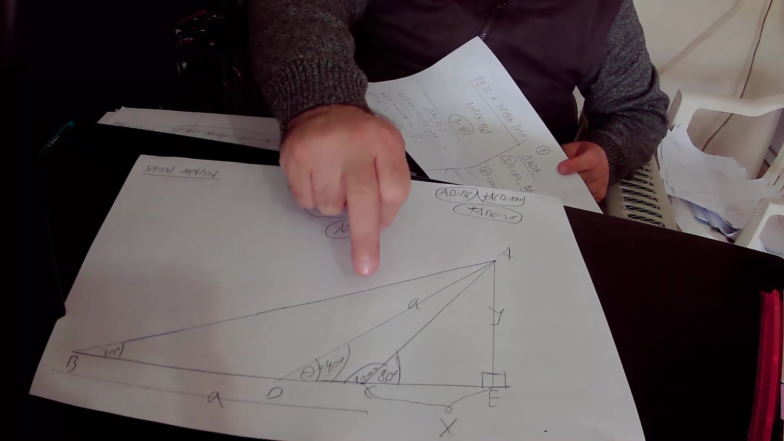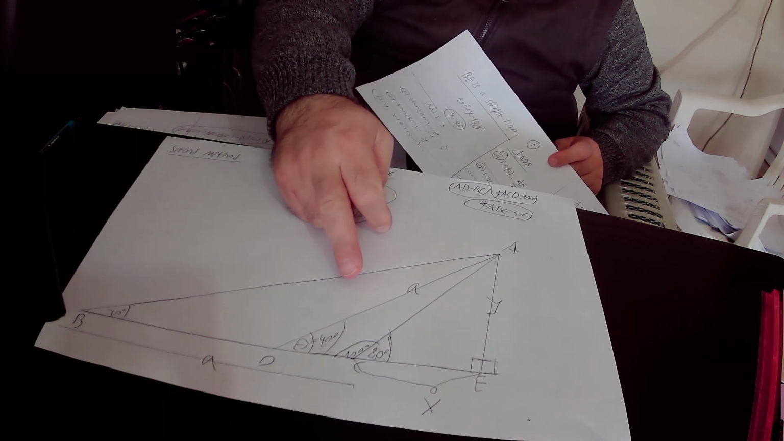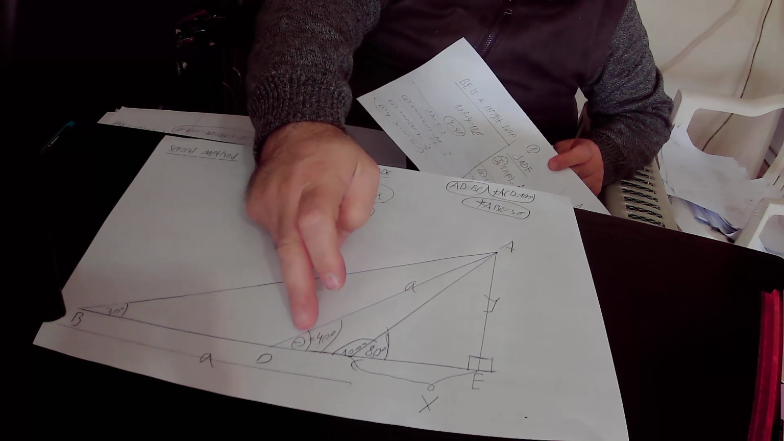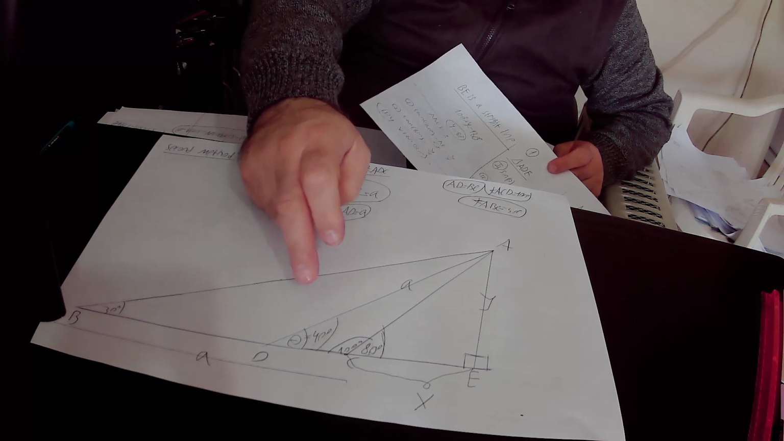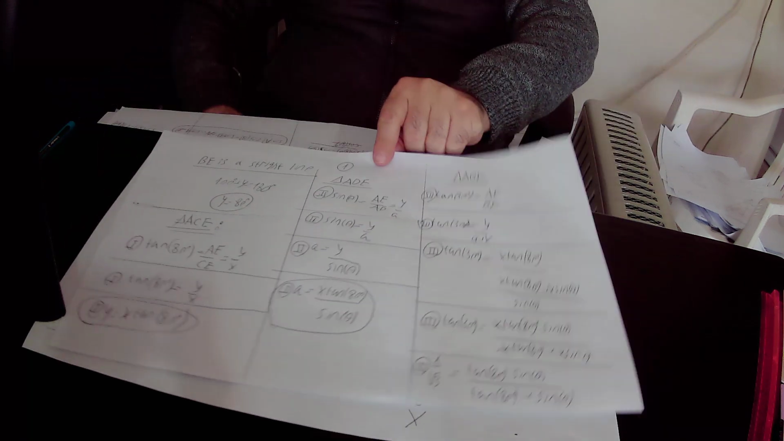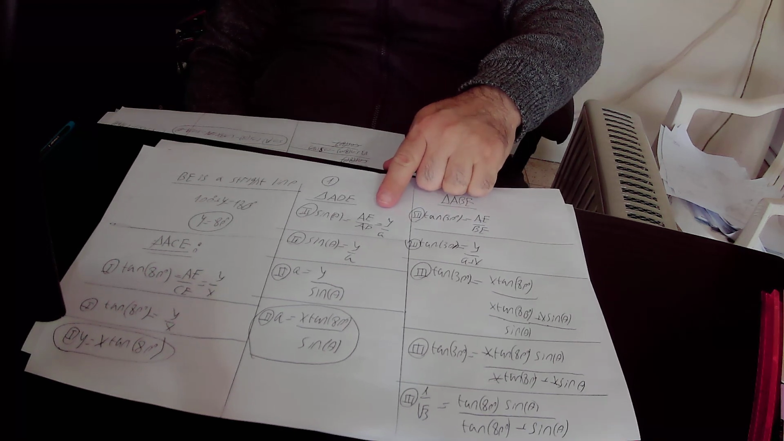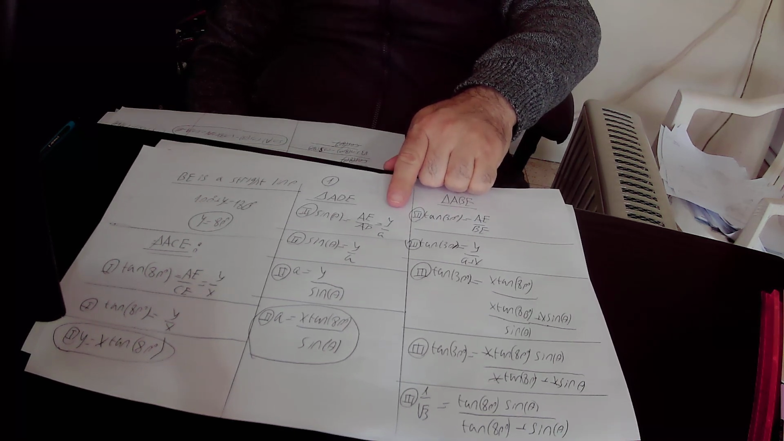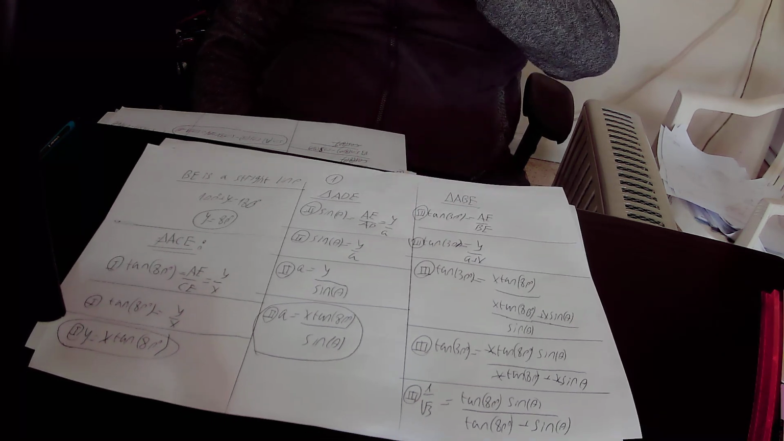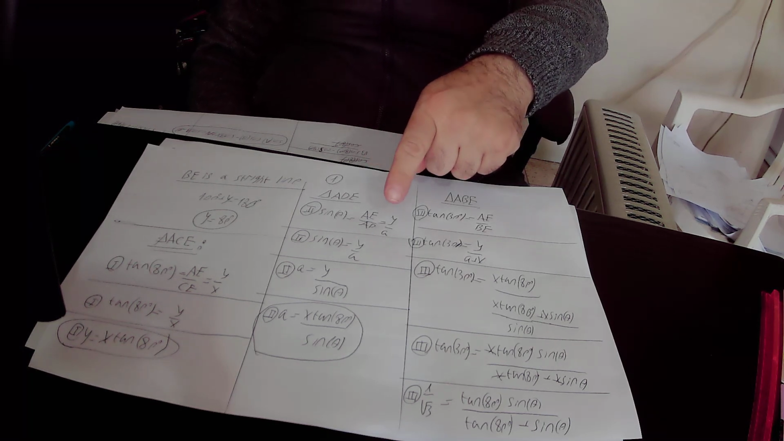Then we focused on the right triangle, triangle ADE. On the right triangle, triangle ADE, we defined angle ADE, the angle that we are looking for, as angle theta. And we know that in the right triangle, triangle ADE, sine theta equals AE over AD. But AE equals y according to our definition, and AD equals a according to what we have already found out. So according to equation number 2, sine theta in triangle ADE equals y over a.